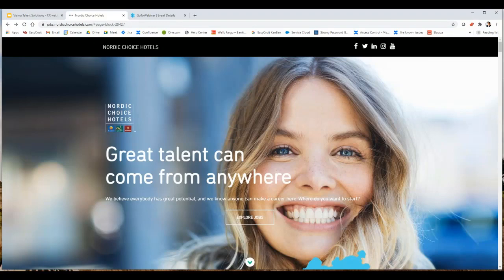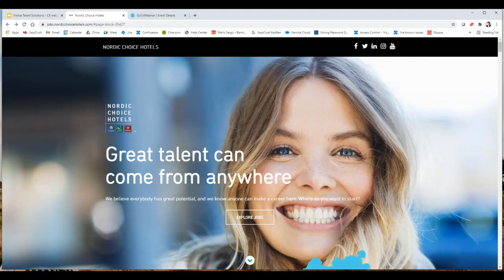This is not a client using any of Visma's recruitment tools, but I wish to show this careers page because I find it really attractive, a really nice careers page. The first thing we see on this page is a real nice picture. We have a logo. Great talent can come from anywhere. A really, really good welcome message, so to speak.